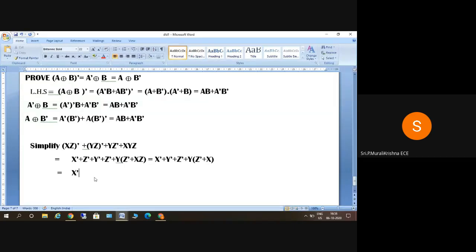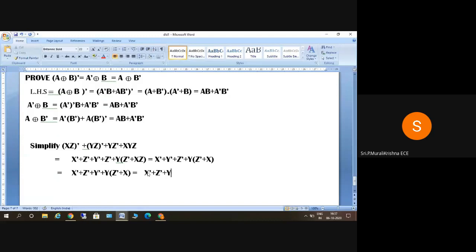I can write this as x bar plus z bar plus y bar plus y into z plus x, z bar plus x. Right, this can be written like this. This is x here, this is x bar, and this is y. X plus x bar y is equal to x plus y. So that is equal to x bar plus z bar plus x plus y.